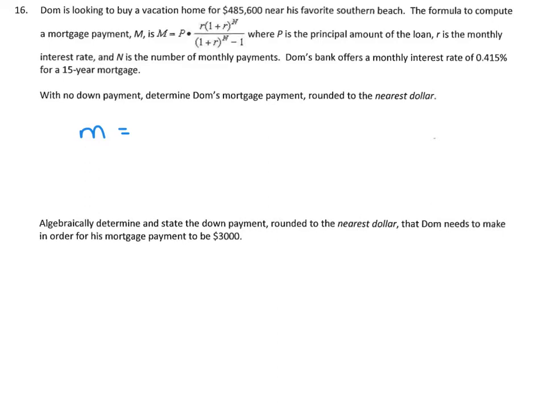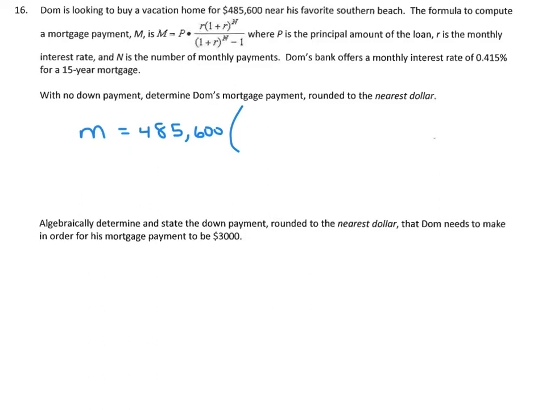All right, so P is the principal amount. So if he's not putting any money down, the principal amount is how much he wants to borrow. It's the initial amount that he's borrowing from the bank, which is the price of the home. So that'll be $485,600. Okay, so we're going to multiply that by, I'm going to put this in parentheses. I know they just use like a little multiplication dot, but I'm just going to put parentheses. Same thing, right? All right, so now first thing we see is R.